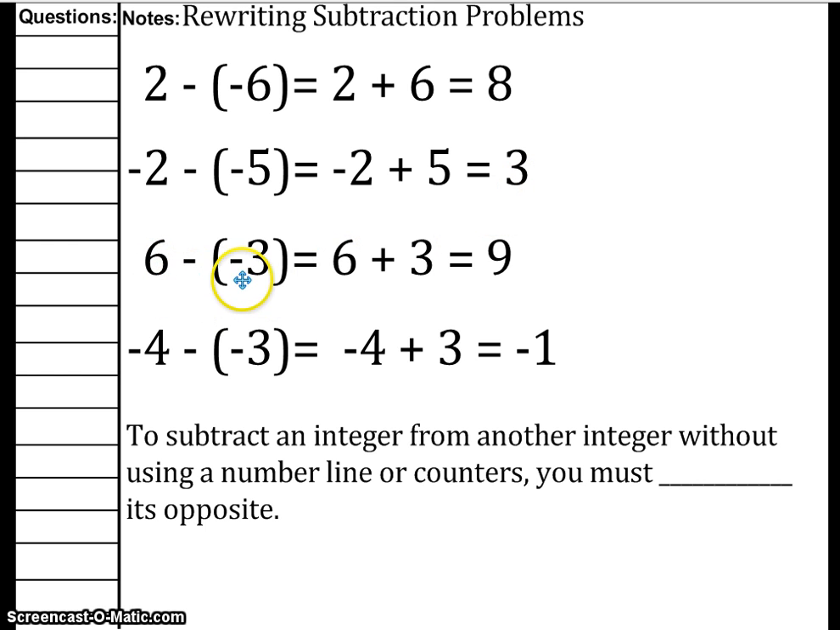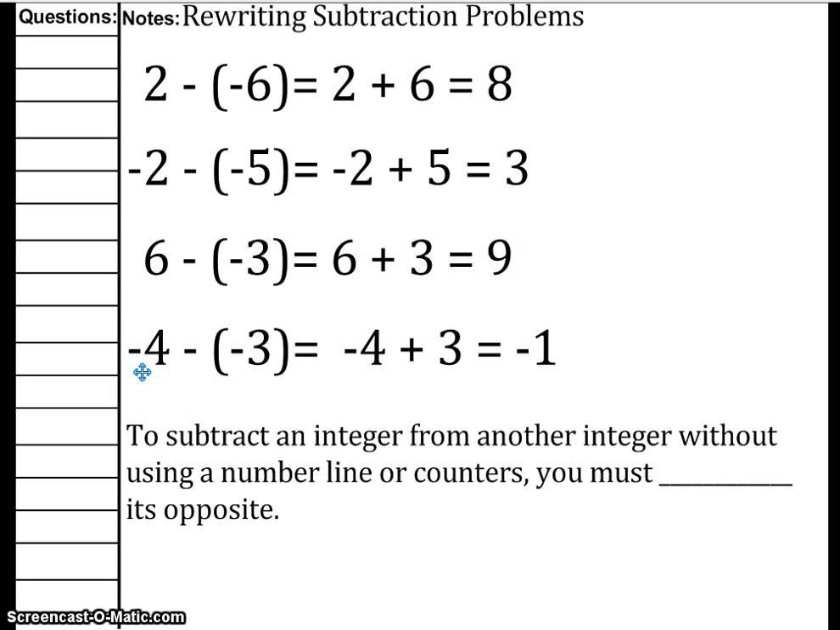6 minus negative 3. Again, subtracting a negative integer is like adding its opposite. So 6 plus its opposite of negative 3, which is positive 3. So 6 plus 3 equals 9.